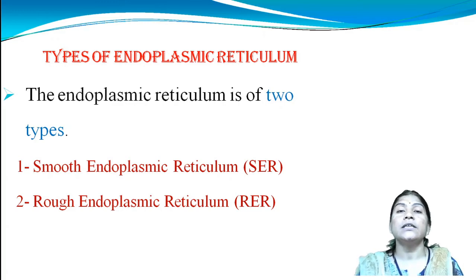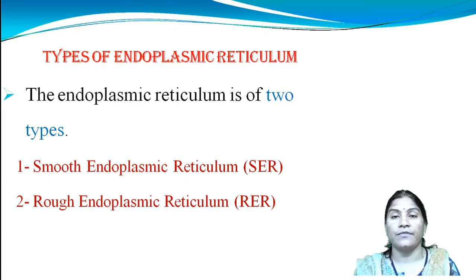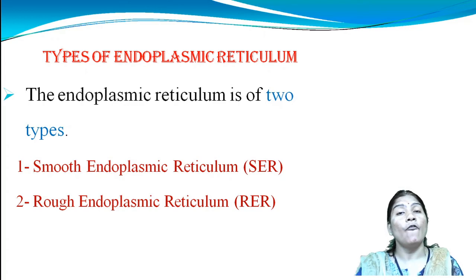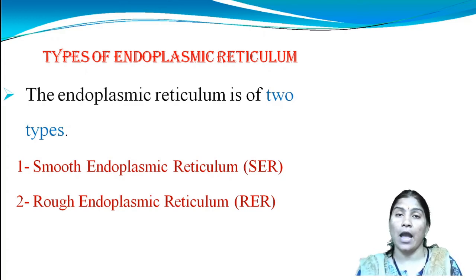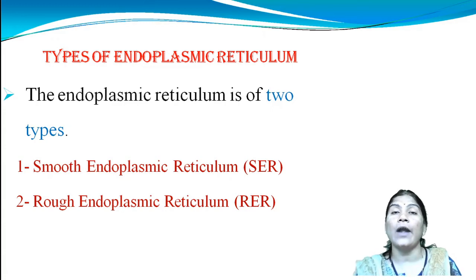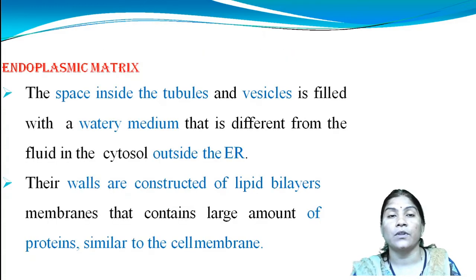Next to this, that is the types of endoplasmic reticulum. We know that on the basis of morphology, or the presence or absence of ribosomes, means the network of the endoplasmic reticulum with ribosomes or without ribosomes, they have two types, that is the smooth endoplasmic reticulum and the rough endoplasmic reticulum.